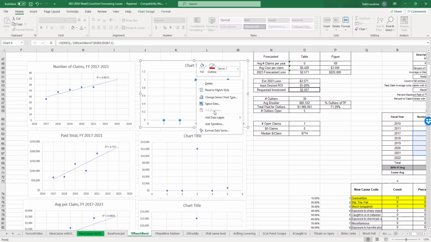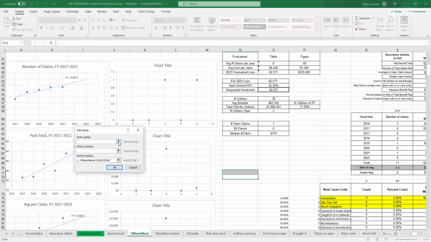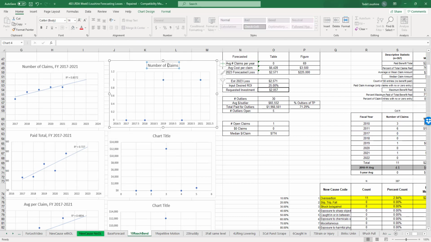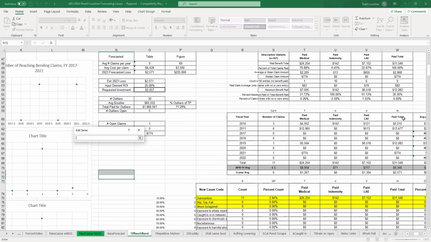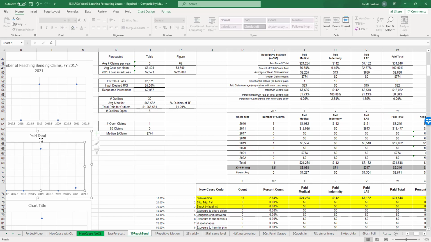All right, let's select data, edit the name, the X values. Okay, this is number of reaching bending claims, fiscal year 2017 to 2021. Let's do this one. The name, total paid, the X value, 17 through 21. Okay. This is total paid for reaching bending claims, fiscal year 2017 to 2021.